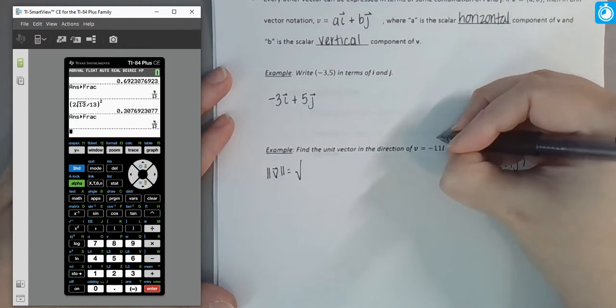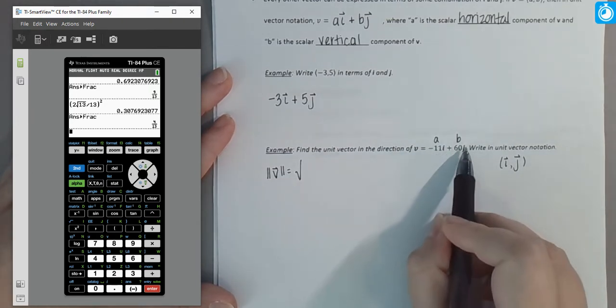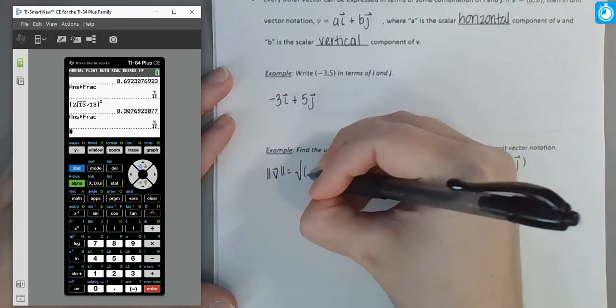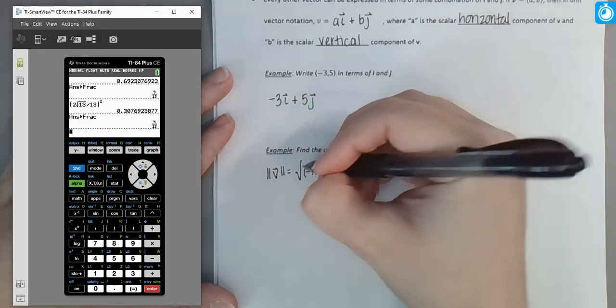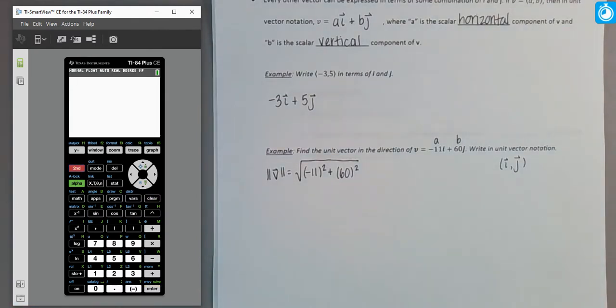So keep in mind, this is now a and this is b. They're not given in those angled brackets. They're given as multiples of our horizontal unit vector and our vertical unit vector. But we treat them the same way in terms of how they apply in the magnitude formula. So -11 squared plus 60 squared. And let's do this one in the calculator. And this one we can probably plug in all in one line. Just make sure you use your parentheses carefully. So -11, and we're squaring that, that's under the square root, plus 60 squared, and that's under the square root as well.